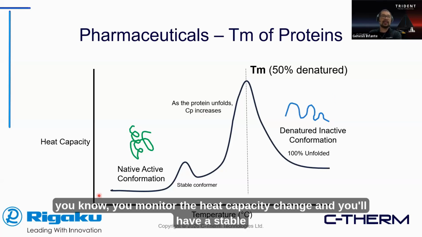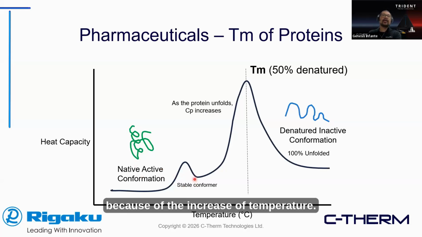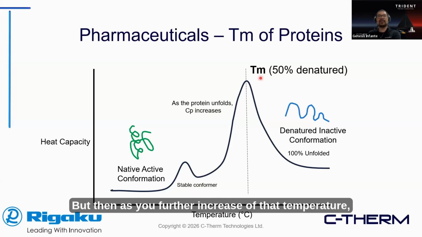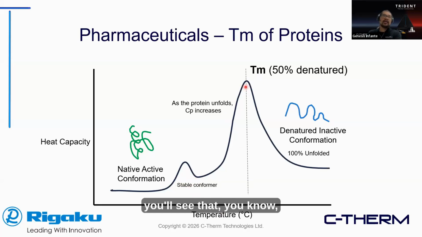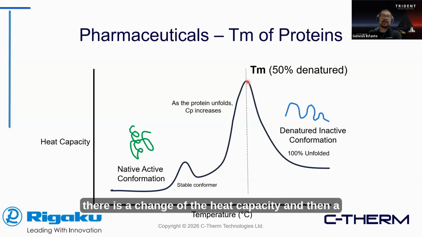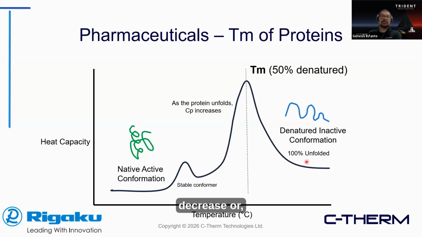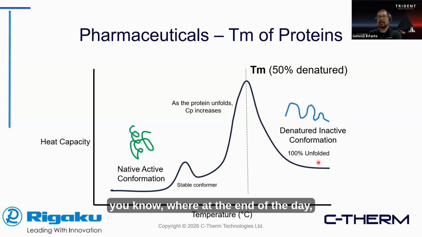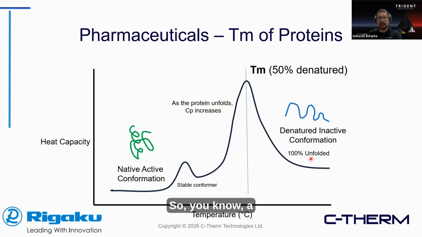So you monitor the heat capacity change, and you'll have a stable conformer because of the increase in temperature. But then as you further increase the temperature, you'll see that there is a change in the heat capacity, and then a decrease, where at the end of the day you'll have 100% unfolded right there.